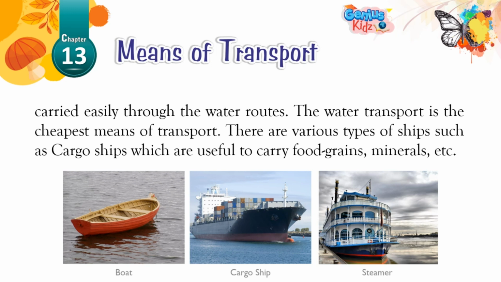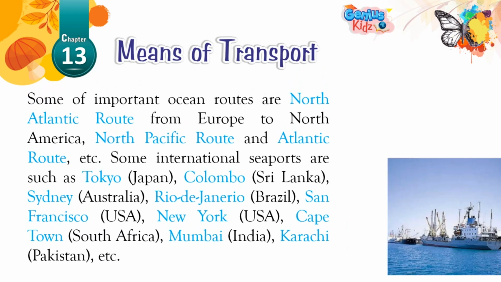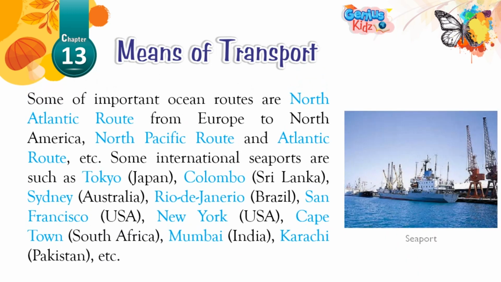There are various types of ships such as cargo ships, which are useful to carry food grains, minerals, etc. Some important ocean routes are the North Atlantic route from Europe to North America, the North Pacific route and the Atlantic route, etc. Some international seaports are Tokyo, Japan, Colombo, Sri Lanka, Sydney, Australia, Rio de Janeiro, Brazil, San Francisco, USA, New York, USA, Cape Town, South Africa, Mumbai, India, Karachi, Pakistan, etc.